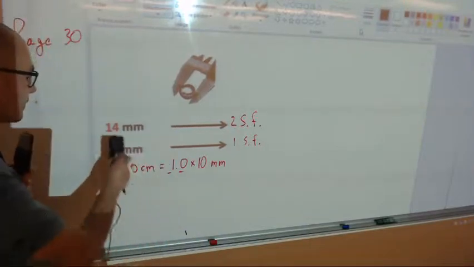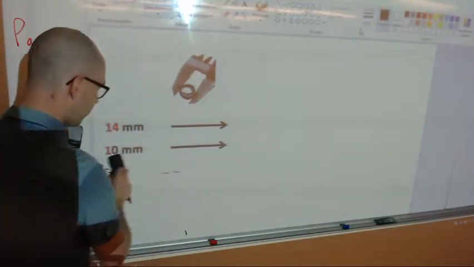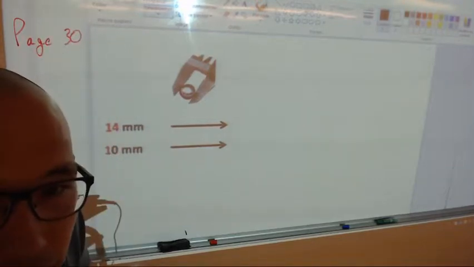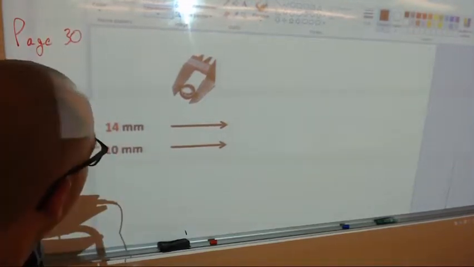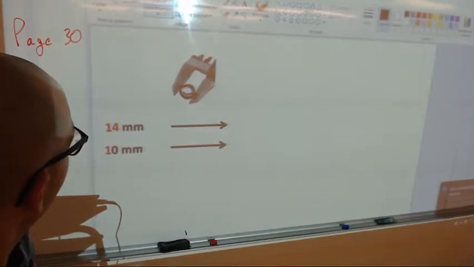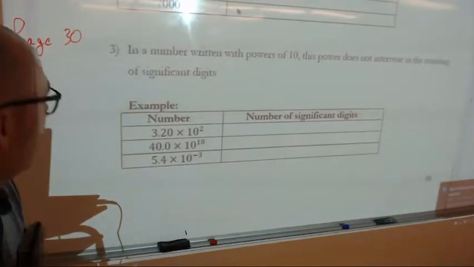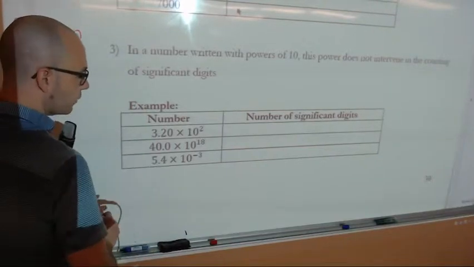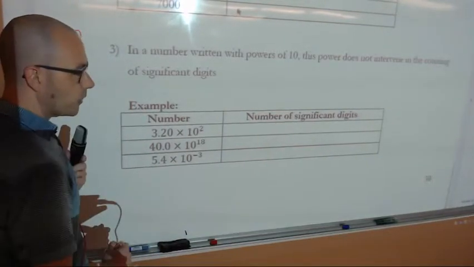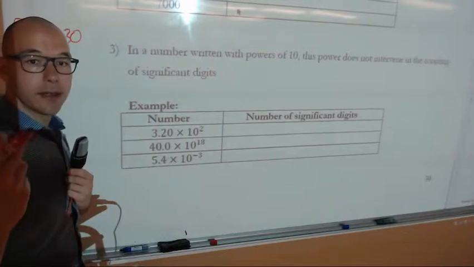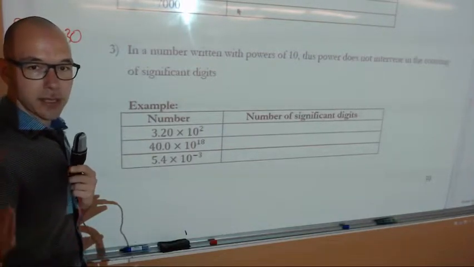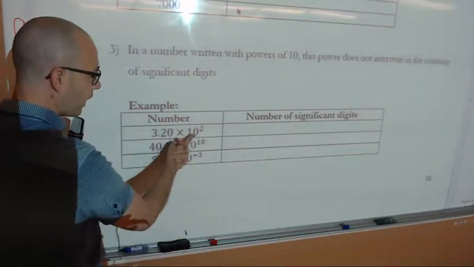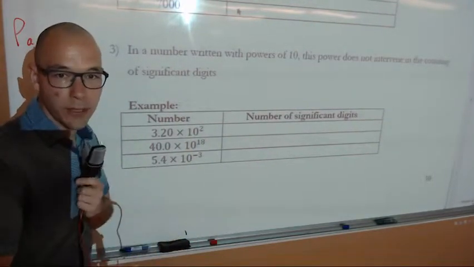So I'm going to erase all of that. Show you a few examples right here. A few examples where we have 3.20 multiplied by 10 to the power of 2. Well, the 10 to the power of something is not inside the measurement. It's only to give an idea how big the number is.